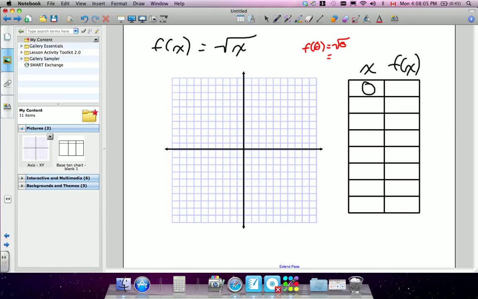Do you know? 0. Just 0. Because 0 times 0 will be 0, right? So our f at x is 0 in that case. Okay, that's easy. What if x is 1?